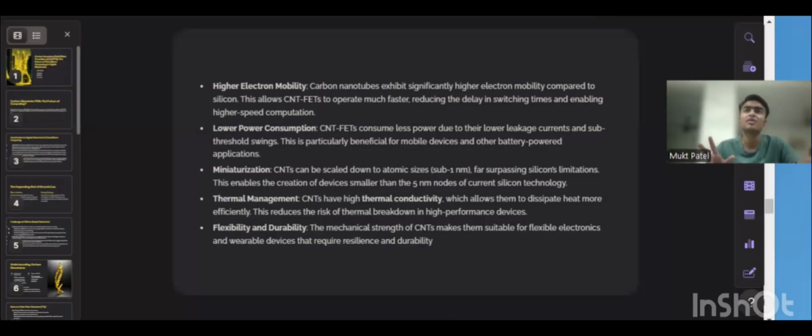Flexibility and durability: the mechanical strength of the CNT makes them suitable for flexible electronics and wearable devices that require the resilience and durability.